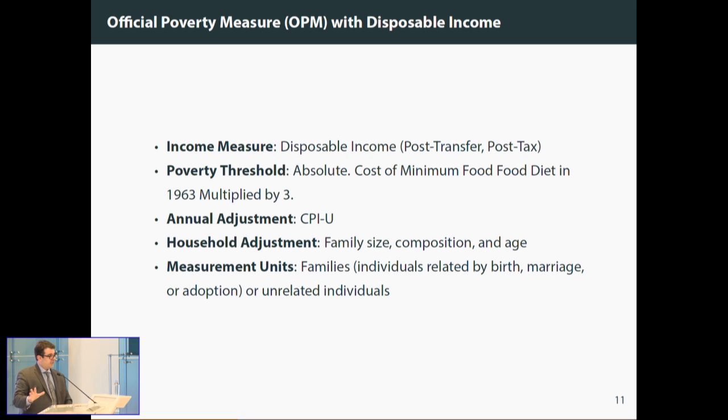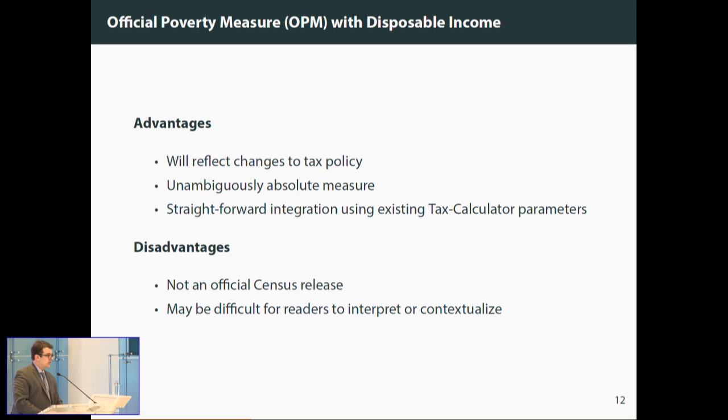Everything you see here is exactly the same, except that to determine whether a family is above the poverty threshold, we're not going to use money income. We're going to use all post-transfer, whether it's in kind, like food stamps, or cash, like Social Security, and post-tax income, so it would have the benefit of the child tax credit, the EITC, other tax credits, as your income measure. The poverty threshold would stay exactly the same. That is, based on Molly Orshansky's original work. Now, there are some advantages and disadvantages to this approach for you as a Tax Calculator user. Number one, obviously, this measure is going to reflect changes in tax policy, so it will be useful to you as a researcher.